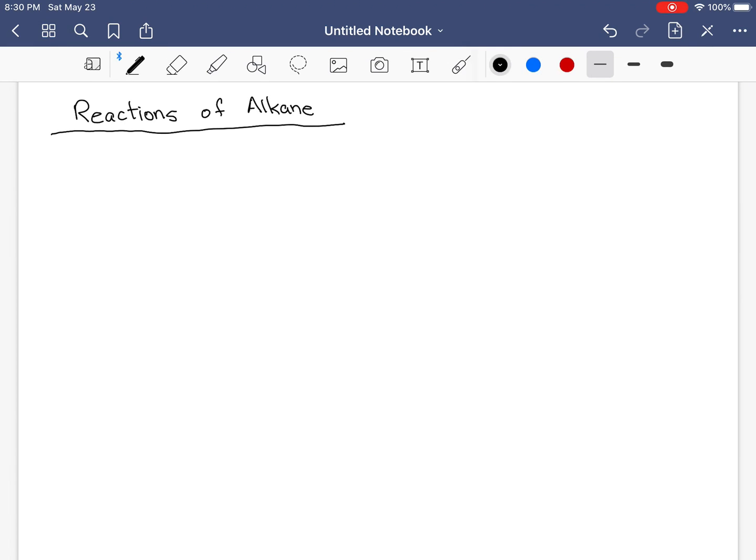Hey guys, so reactions of alkane. So we're done with nomenclature. Well, not exactly. We will do more nomenclature on what we call reaction functional group, whatever they usually call it. But yeah, functional group derived from reaction of other functional groups. Okay, well, can't wait for that to happen, isn't it?